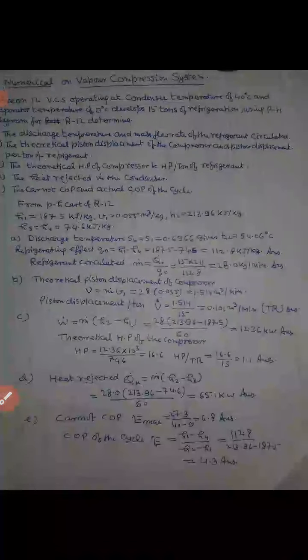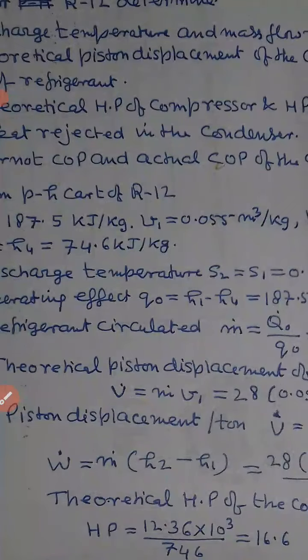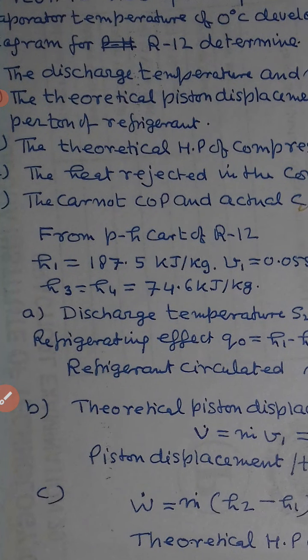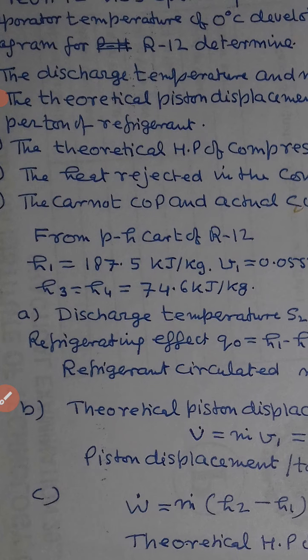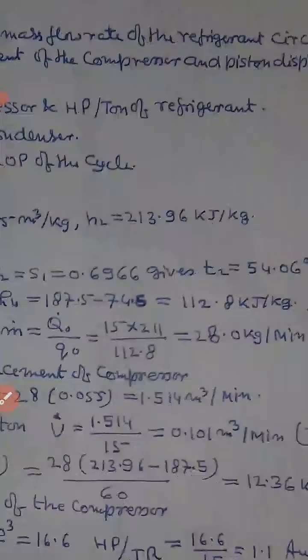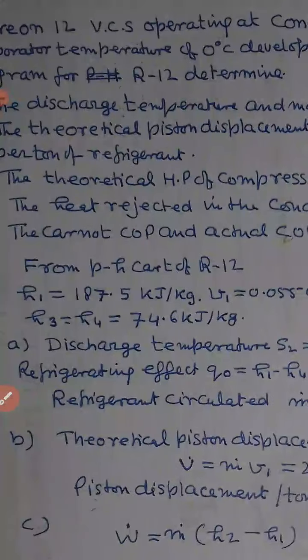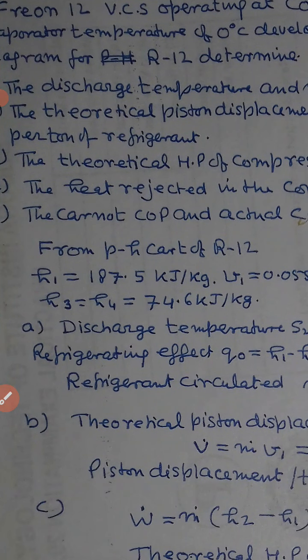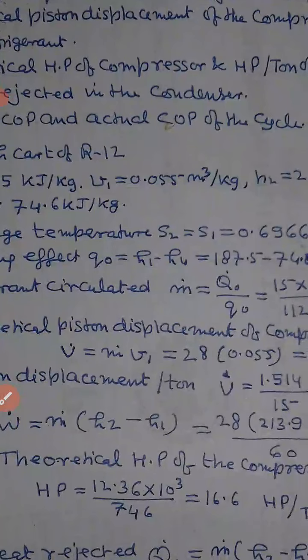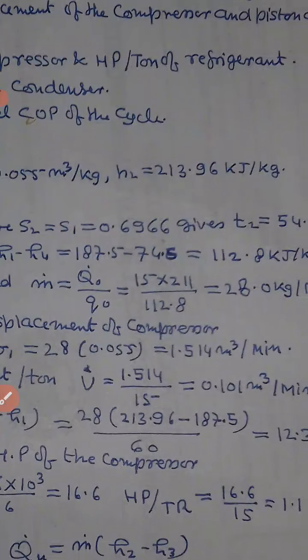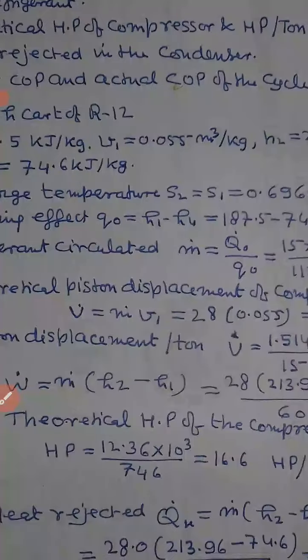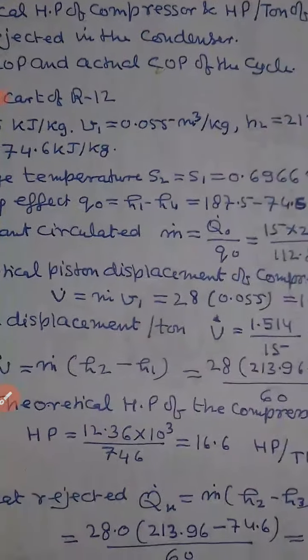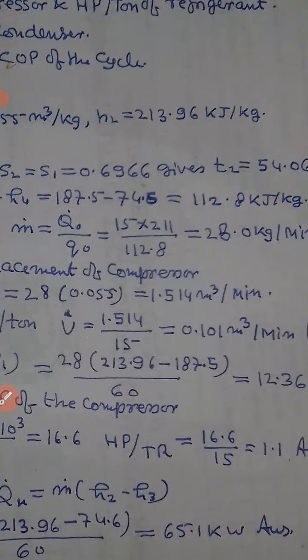Second part, that was the theoretical piston displacement of the compressor and the piston displacement per ton of refrigerant. That has come out to be theoretical piston displacement V is equal to m dash V1, and that gives us 1.54 meter cube per minute. Then piston displacement per ton of refrigerant is 1.514 divided by 50, and that comes out to be 0.101 meter cube per minute.